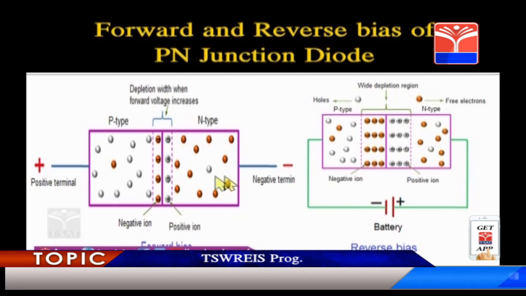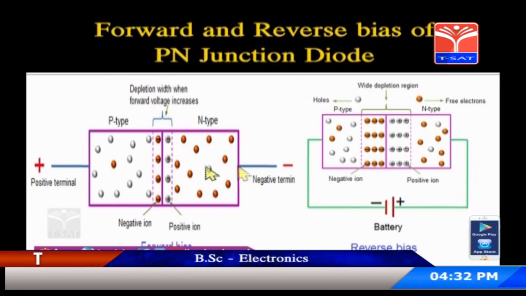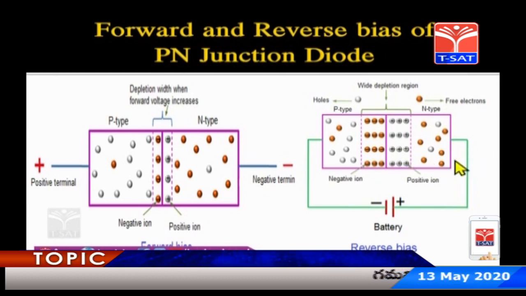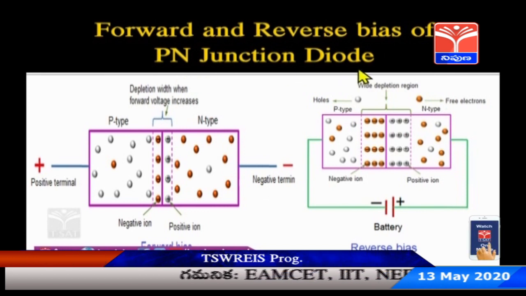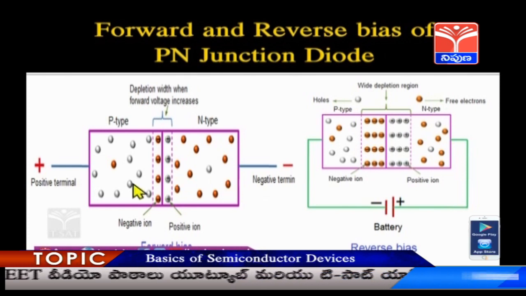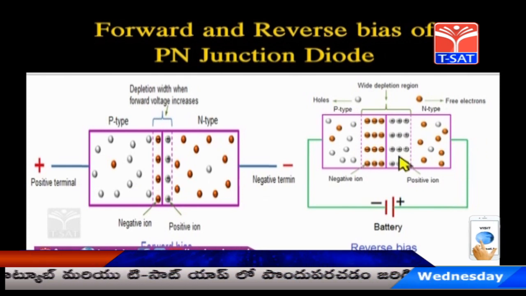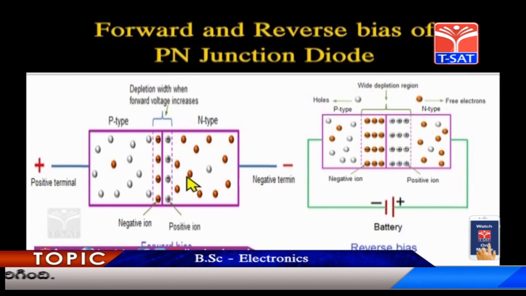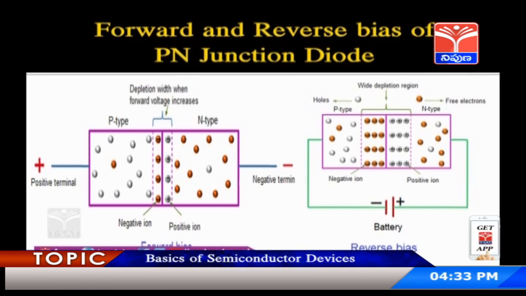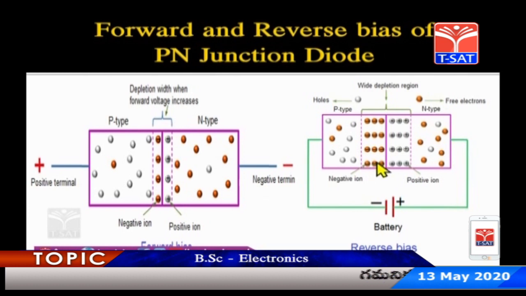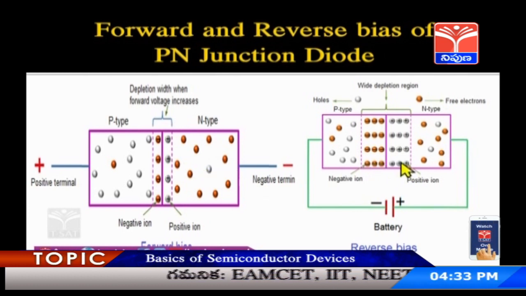So, there will be current flow in the case of forward bias, whereas there will be no current in the case of reverse bias. That is why this p-n junction diode is also called a unidirectional device. It allows current in one direction and does not allow current in the other direction. In forward bias it acts as a closed switch, that is a short circuit, and in reverse bias it acts as an open switch, which is an open circuit. This is short circuit and this is open circuit.